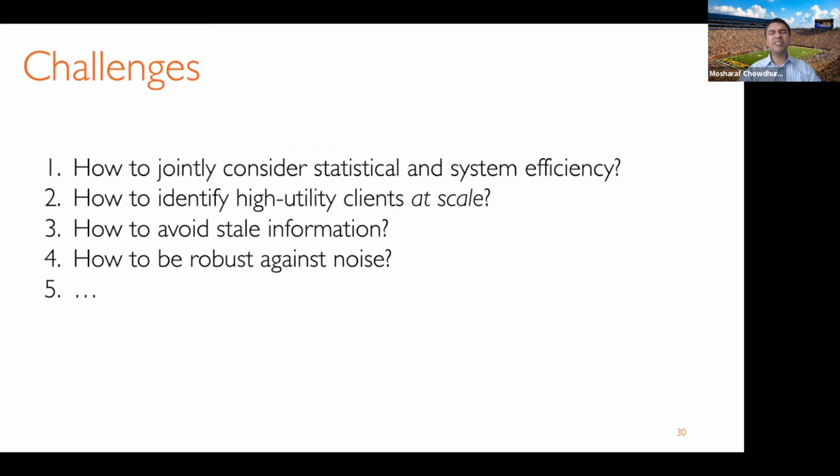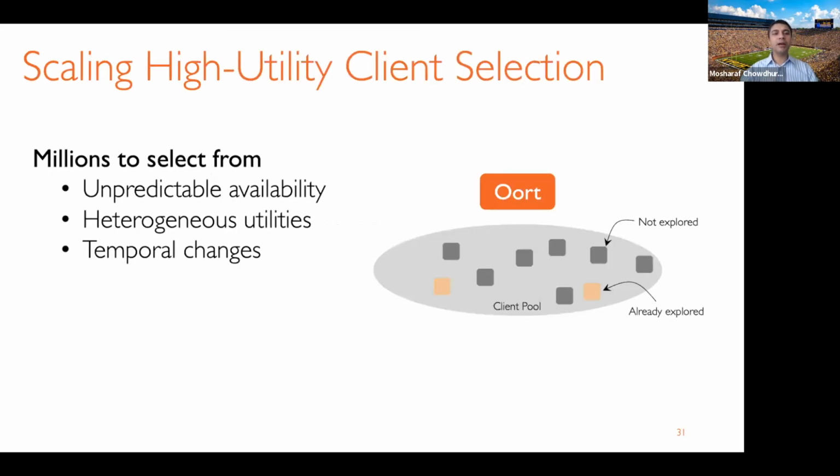And some of the challenges here are: how can we jointly consider statistical and system efficiency? There is a trade-off between speed and performance versus bias and fairness. So we provide a knob where the developer can decide how they want to weigh the two things and come up with a combined metric. We also look into how we can find high utility clients at scale, and avoid stale information and ensure robustness.